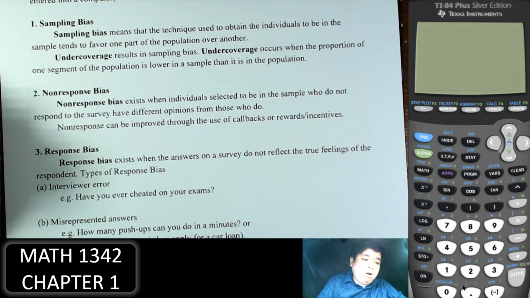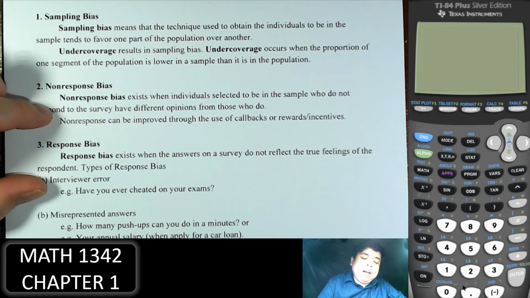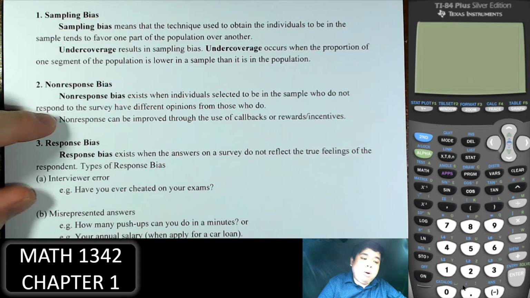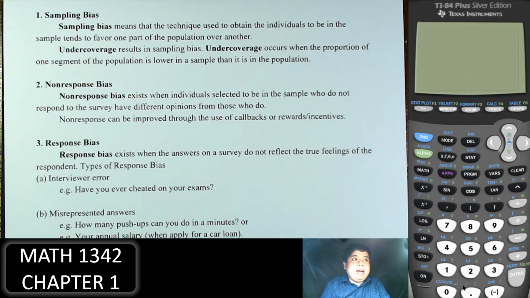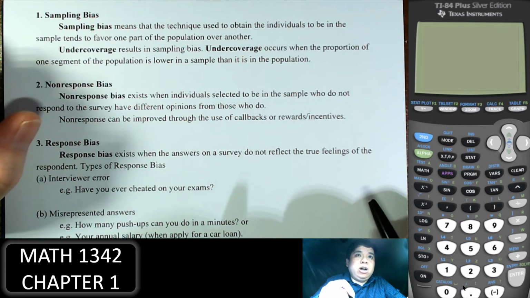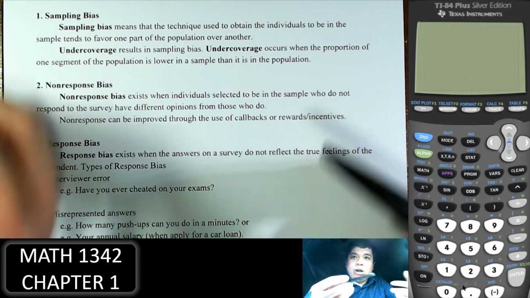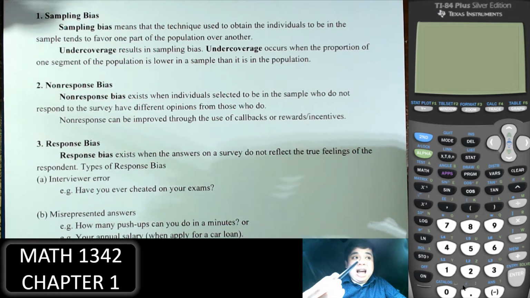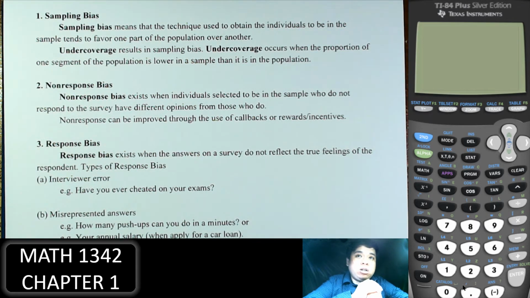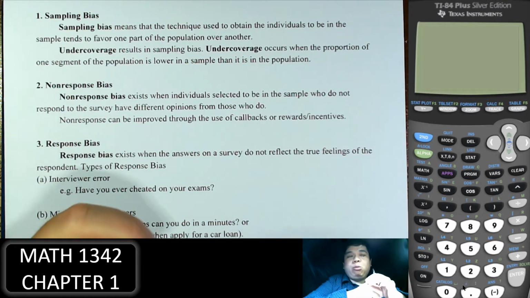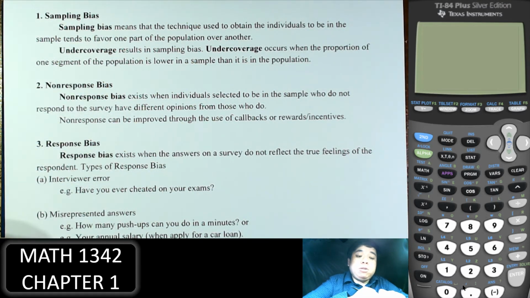Next, non-response bias. Non-response bias exists when individuals selected to be in the sample who do not respond to a survey have different opinions than those who do. For example, let's say I'm standing in front of the class at the end of class and ask, do you like the class or not? If I look at everybody in the class, the answer is either yes, no, or no comment. I probably have a few more no comments because, for some reason, they don't want to tell that directly to my face.